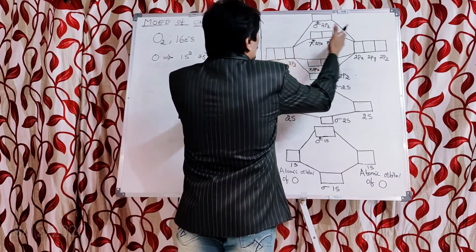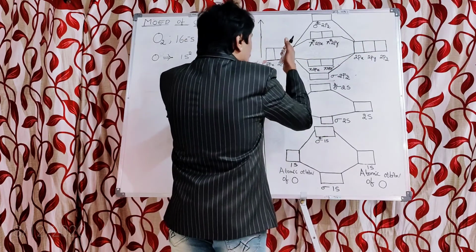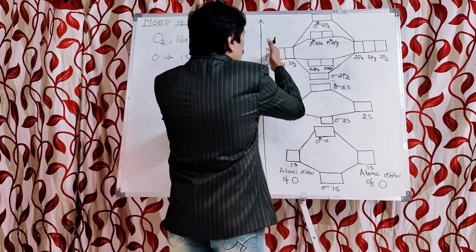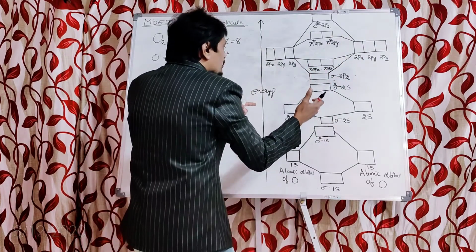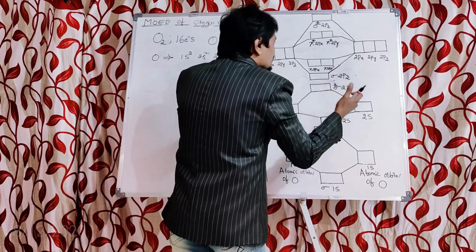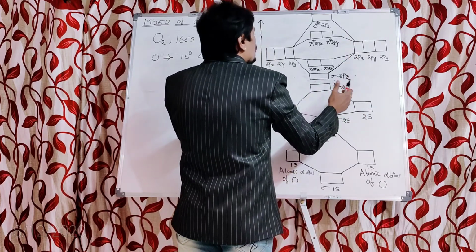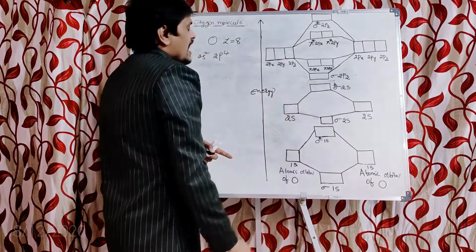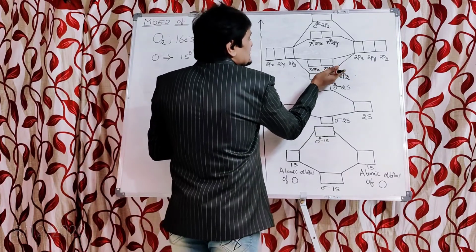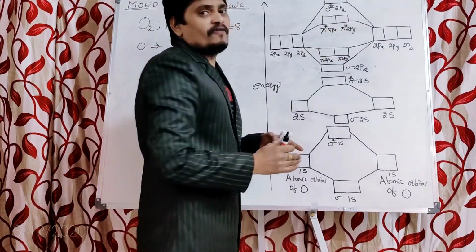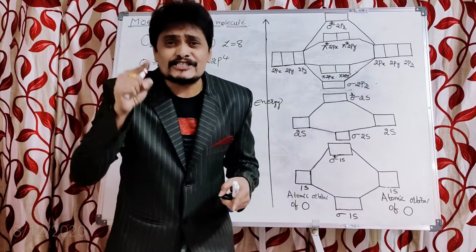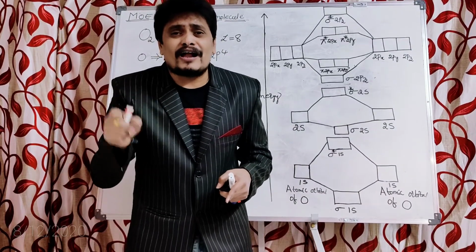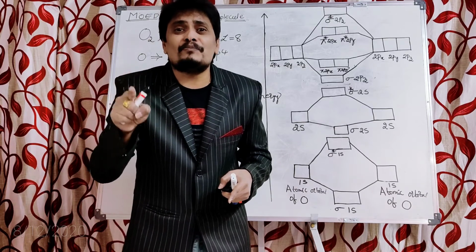In a similar fashion, 6 atomic orbitals of the two oxygen atoms combine to form 6 molecular orbitals. And here if you see, the sigma 2pz is ahead of pi 2px and pi 2py, whereas in the case of the nitrogen molecule, pi 2px and pi 2py were ahead of sigma 2pz.